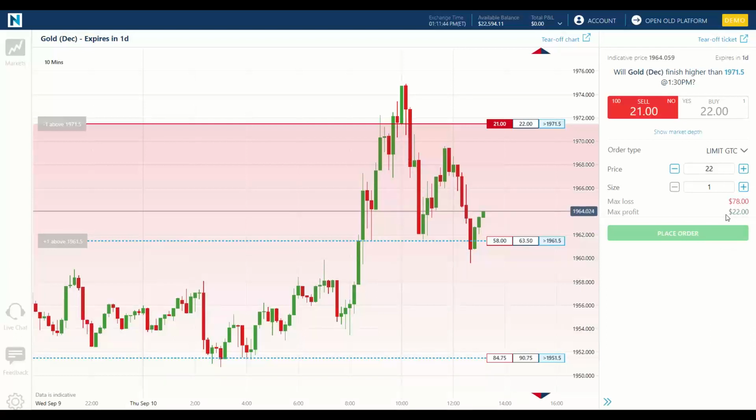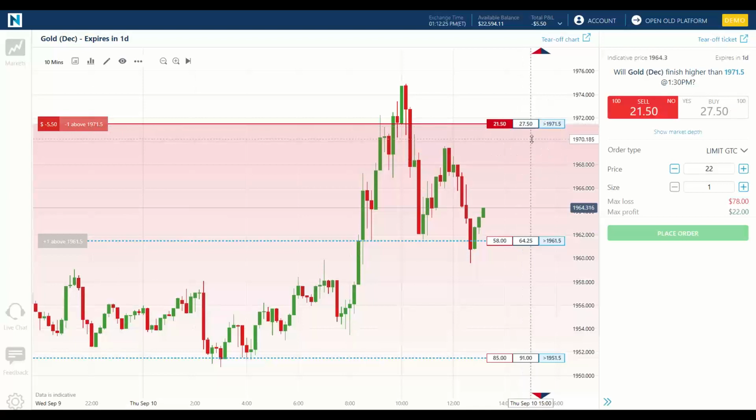Now, if I sell it at 22 and it goes up, and it settles above 1971.50, this contract will go to 100. All right. And looks like I just sold one. So I actually have that position on. If it goes above, this contract would go to 100, meaning I sold it at 22, it went to 100, I would lose $78. So I am risking $78 to potentially make 22, but it's a higher probability trade. I'm going to risk more to make less, but the odds are on my side. Right now there's only a 25% chance that it will get above there. So it's kind of fun to be able to look at how the market is pricing these probabilities.